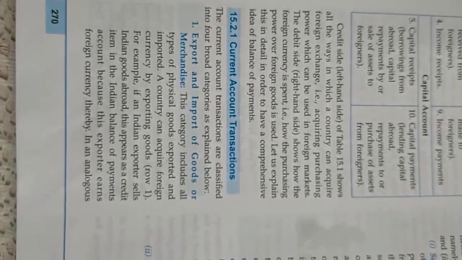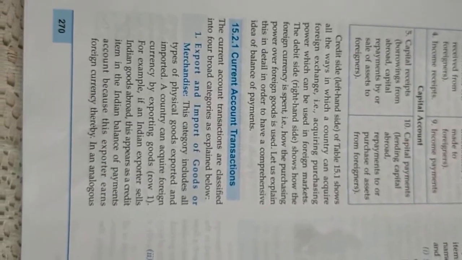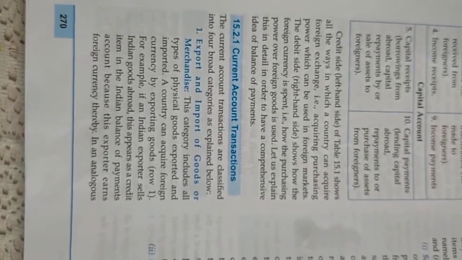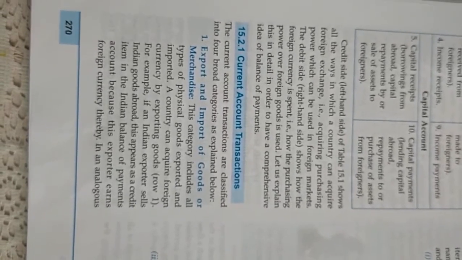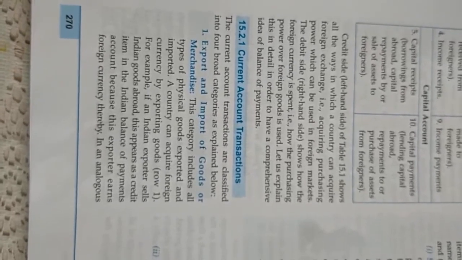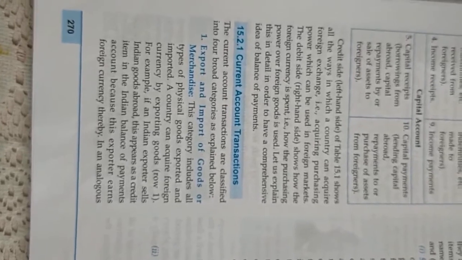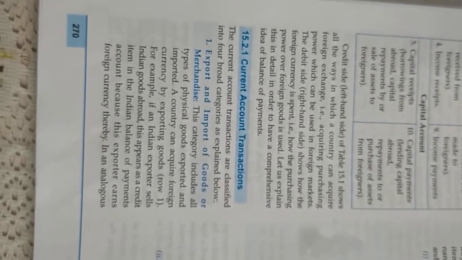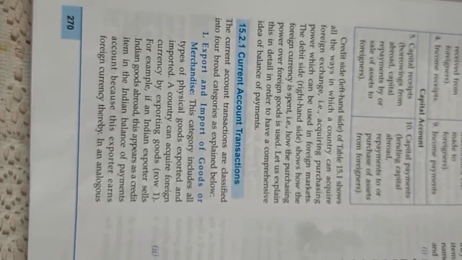Today we shall start with current account transactions of your balance of payment chapter. In current account basically there are two types: one is visible and one is invisible. Visible means the export and import of only goods, and invisible means export of services, incomes, everything.